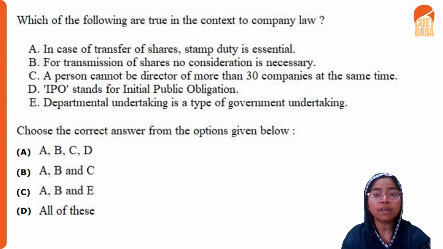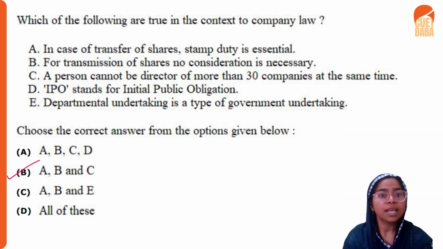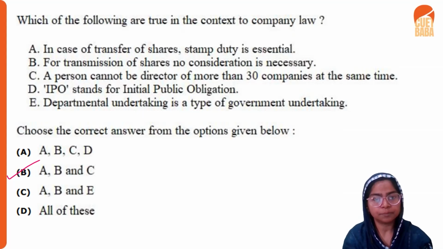So we have 5 statements and we have to see which of the following statements are true. We know that the following statements should be true, that is A, B, and C. A is in case of transfer of shares, stamp duty is essential. B, for transmission of shares, no consideration is necessary, and C, a person cannot be a director for more than 30 companies. IPO stands for initial public offering and not initial public obligation. Departmental undertaking is a type of government undertaking, so D and E are not correct. Hence, the correct answer is A, B, C.